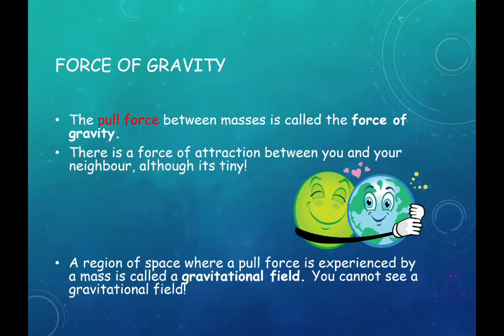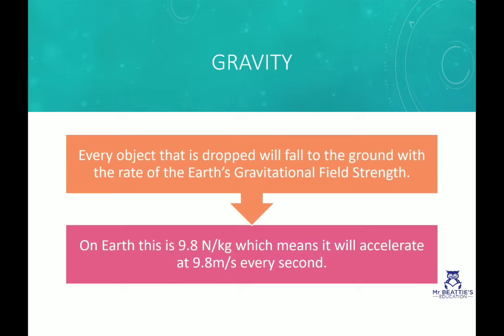Okay, so every object on Earth that is dropped will fall to the ground at the same rate, this gravitational field strength. Okay, now on Earth this is what we call 9.8 newtons per kilogram, the gravitational field strength, which means every object that falls accelerates towards the ground at 9.8 meters per second every second.